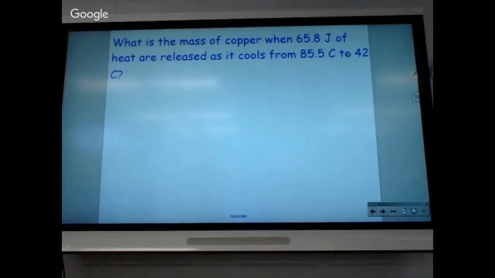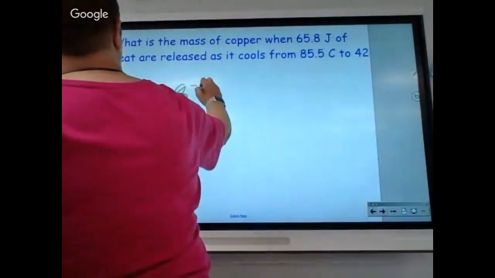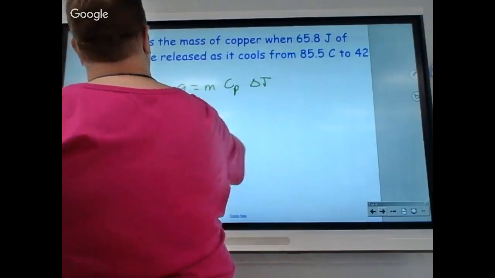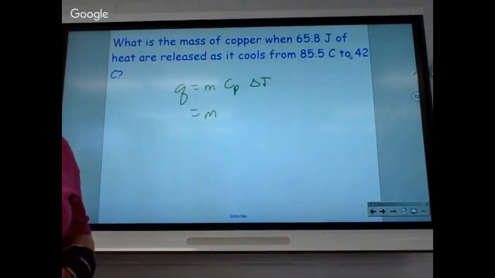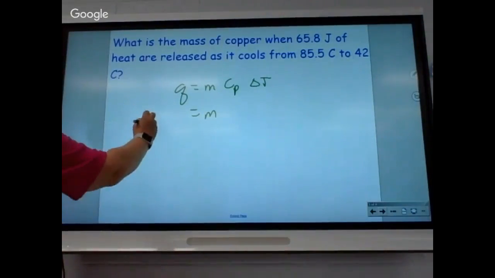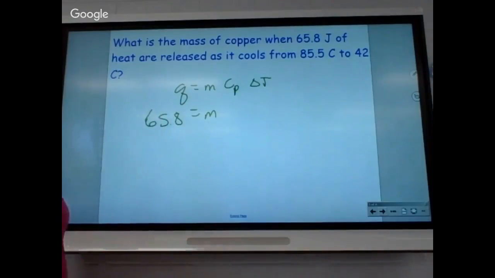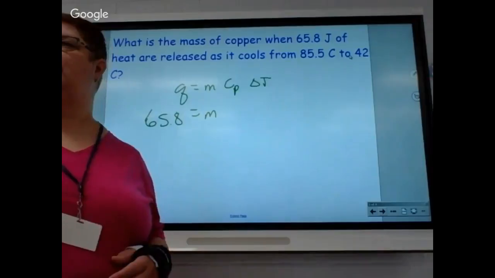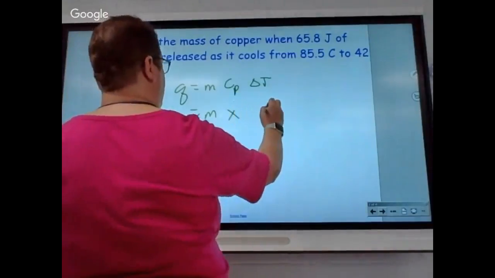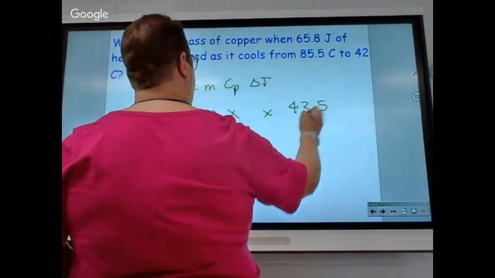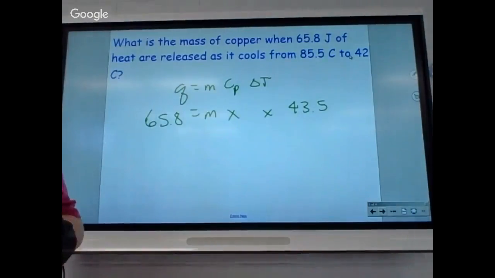About now. We talk about it? All right. What are we solving for? Okay. So Q equals MCP delta T. We're looking for M. So what's Q today? What'd you put? Okay. And what'd you put for delta T? Yanit. 43.5. Okay. And what do we put for CP, Angel?